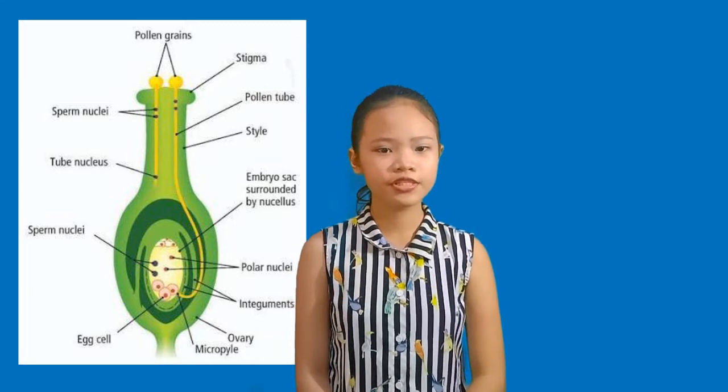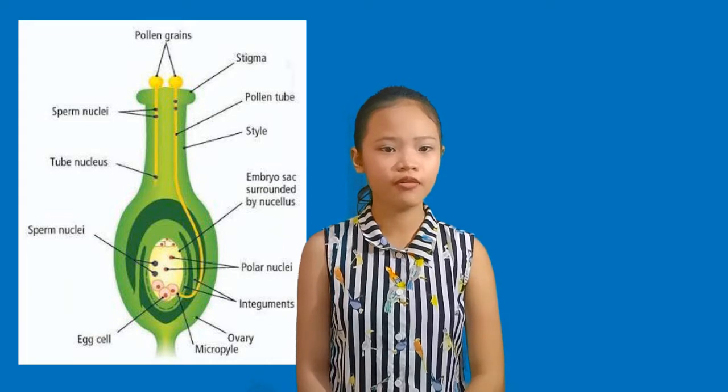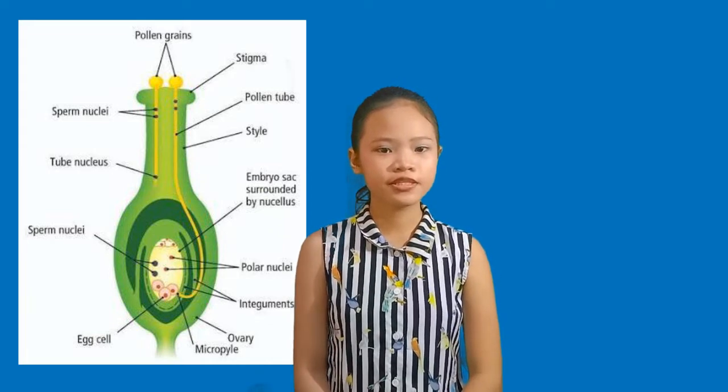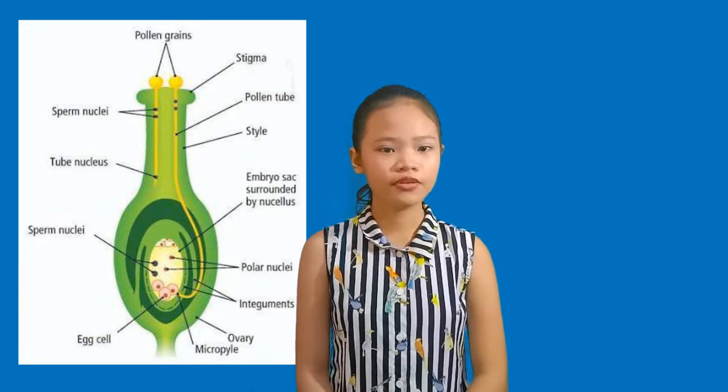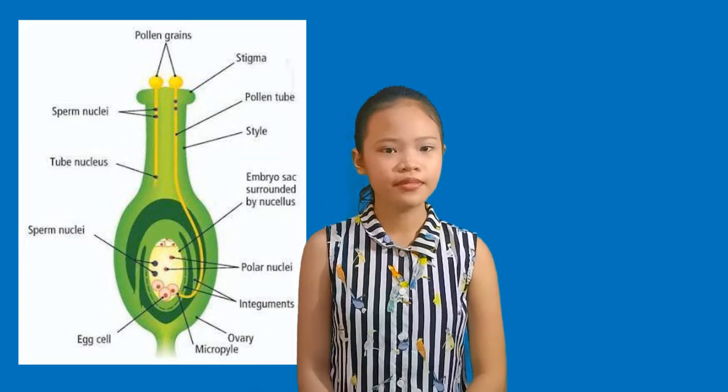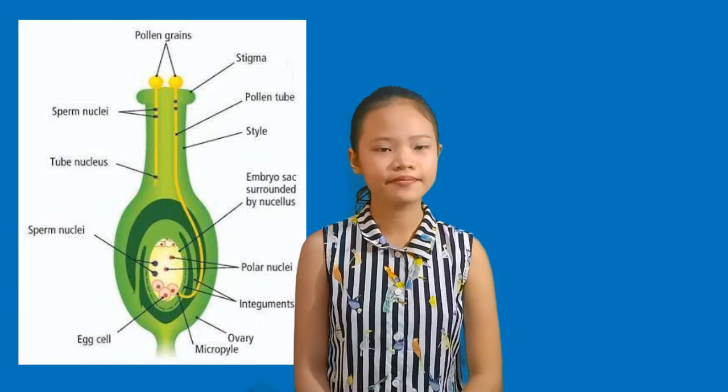When the pollen reaches the ovary and meets the ovules, fertilization will occur and the ovules will develop into seeds, and later may land on the soil and grow into another plant.